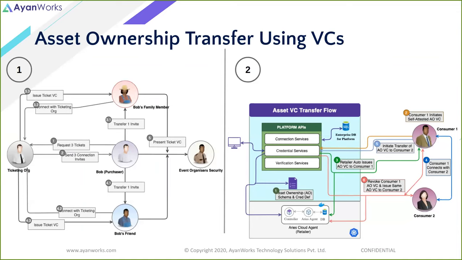There are a few other use cases that we are working on, such as transfer of ownership of verifiable credentials and assets. They can be tickets or any of the assets that you own. If a person owns some asset, how can that be a verifiable credential, and how can the ownership be transferred from one user to another?